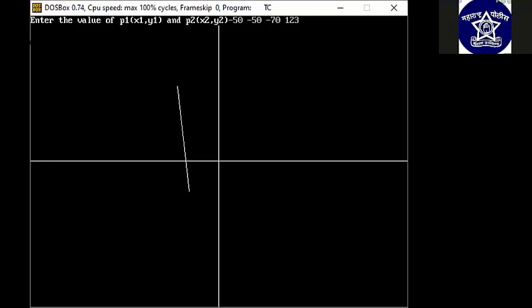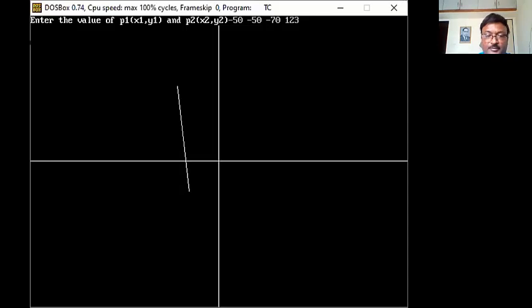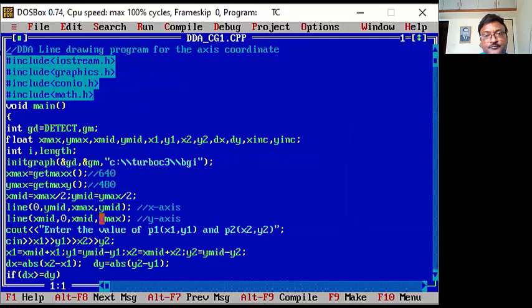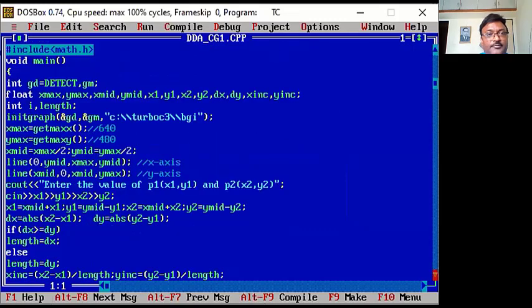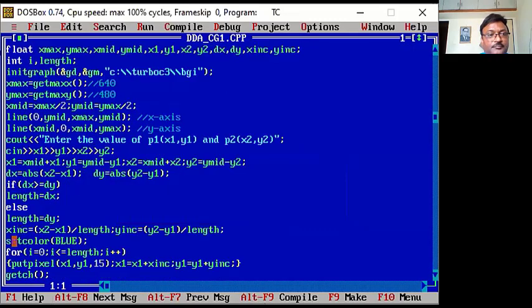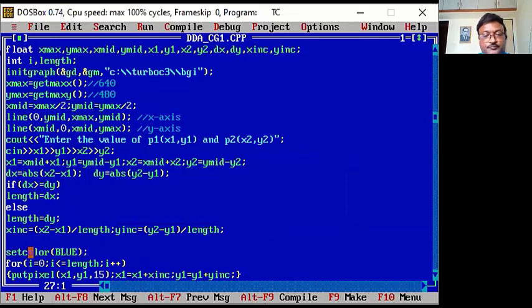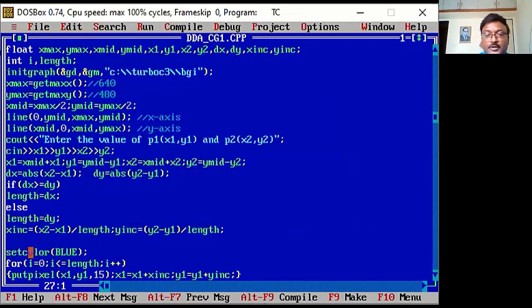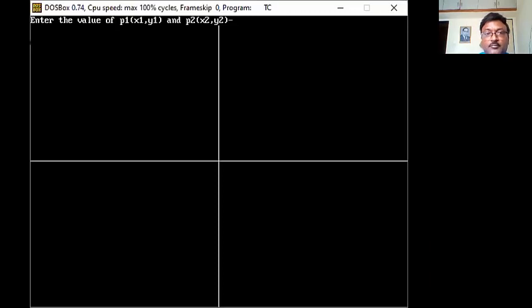Sir, save nahi gela. क्यों नहीं किया है? We have already saved it. Again we modify and again save suppose. Minus 50, minus 50, minus 80 suppose there, and 1, 2, 3. What is the problem? Can anybody tell me?